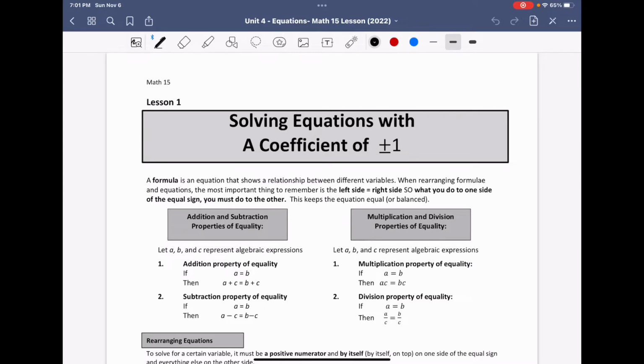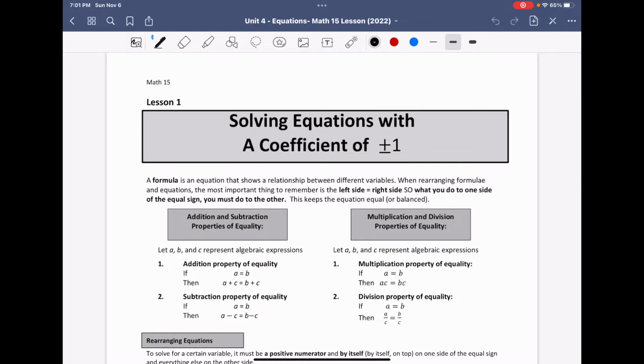Alright, so now we begin lesson 1 of our equations unit, and equations is saying, what if we give you things across the equals sign that make up an equation or a statement, and we have to algebraically manipulate to isolate for some given variable. Well, let's see if we can solve equations with a coefficient of plus minus 1 and see how this works here.